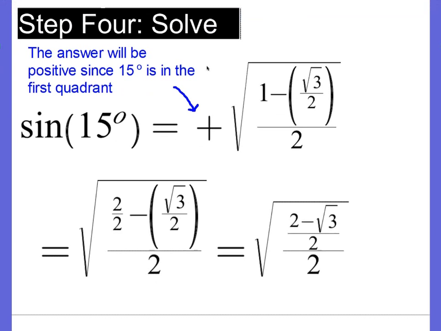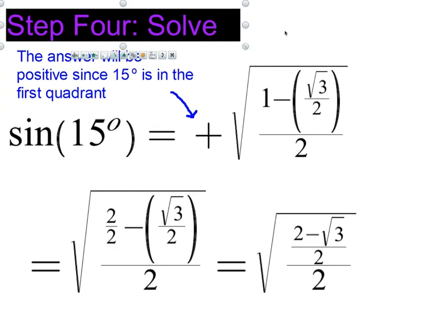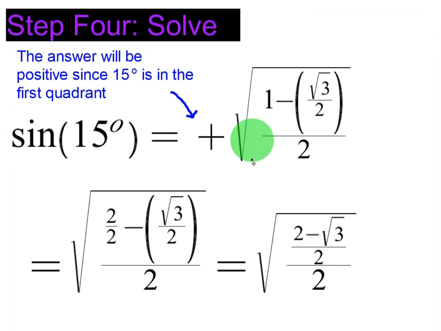Okay, step 4 is to solve. The answer will be positive since 15 degrees is in the first quadrant, so we will use that positive next to the square root. So sine of 15 is going to be equal to plus the square root of 1 minus square root of 3 over 2, all divided by 2. In order to combine the top, I need common denominators, so I'm going to write 1 as 2 over 2. So I now have 2 minus the square root of 3 over 2, all divided by 2, inside of the positive square root.